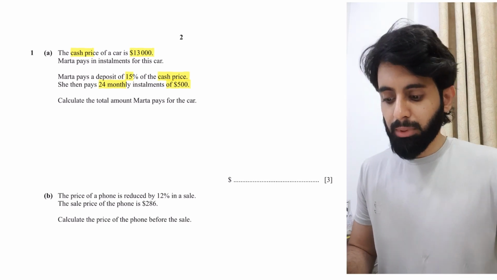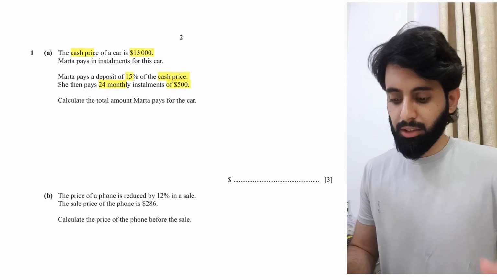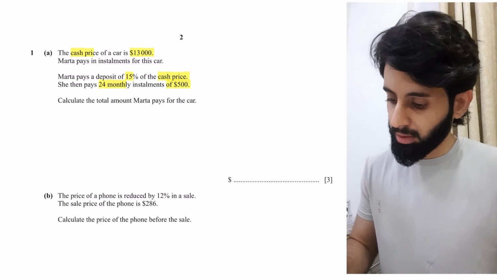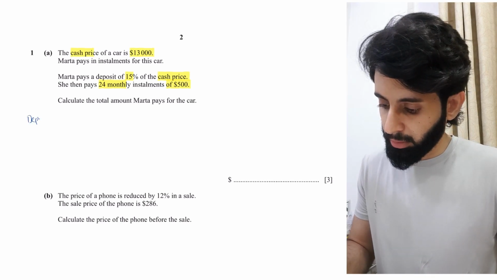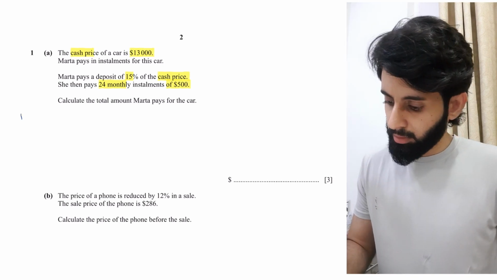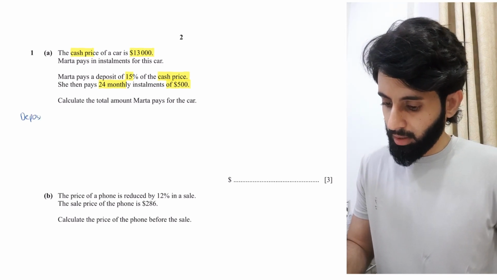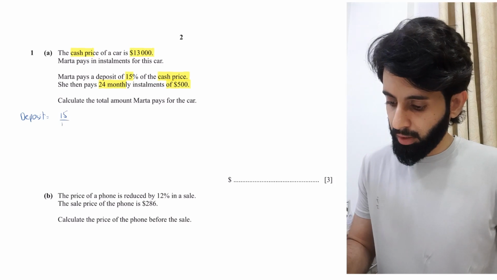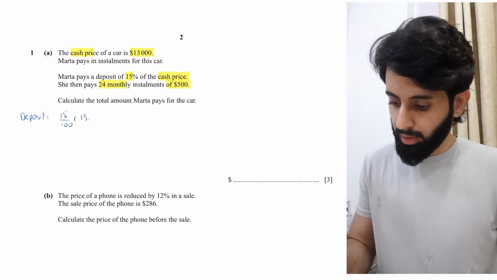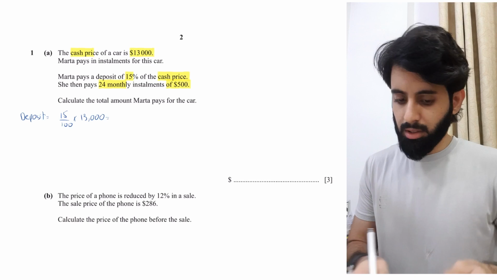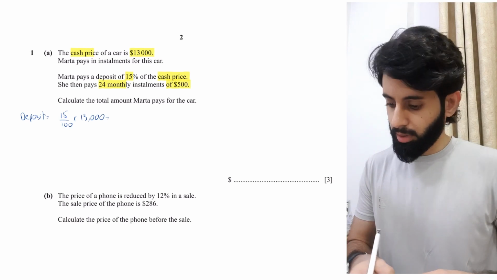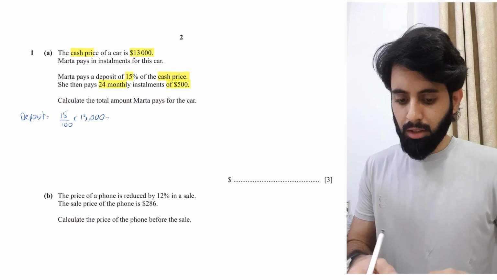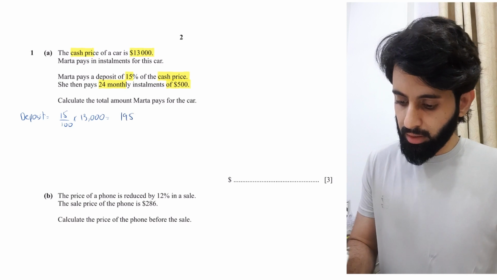So the cash price is $13,000. She's paying 15% of the cash price. So let's work that out. Let's work out the deposit. So the deposit is 15% of 13,000. So let's see what that equals. 0.15 times 13,000. So that's equal to 1,950.